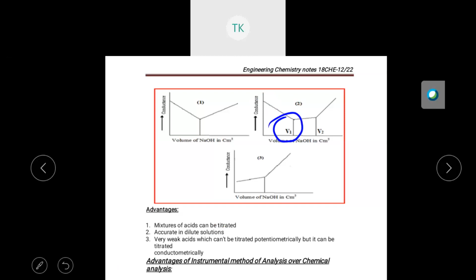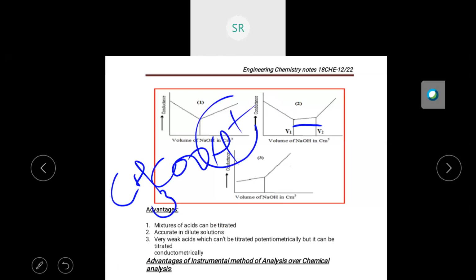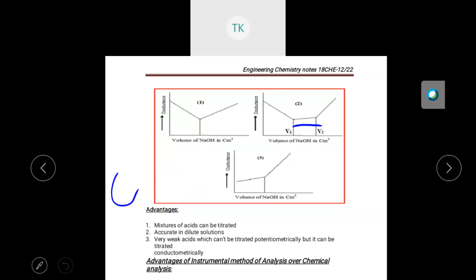Once H plus ion is completely neutralized, the conductance will increase very slowly. You can see here the conductance value is increased very slowly. It is due to acetic acid. The acetic acid also has H plus ion, right? CH3COOH has H plus ion, but it is a weak acid, so the conductance value will increase very slowly. Then again, the conductance value will increase. It is due to what? NaOH, which is a strong base. So let me explain the third graph.